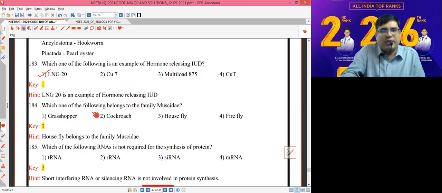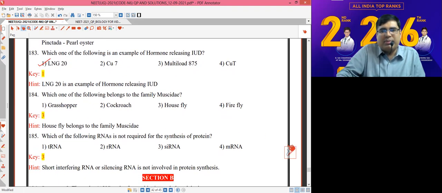Which one of the following belongs to the family Muscidae? Again, the living world based chapter is there. It is a house fly, Musca domestica. That is the scientific name.